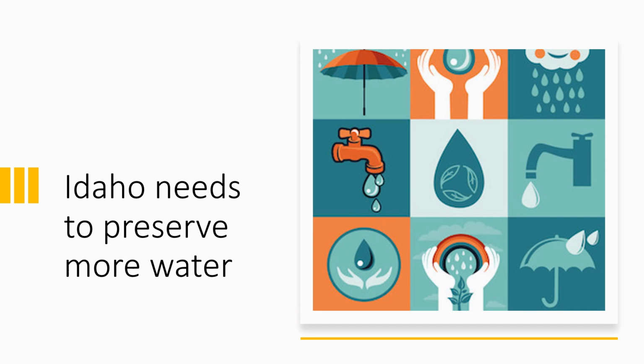Let's just say I wanted to give you a persuasive presentation with the proposition that Idaho needs to preserve more water. Okay, let's just start with that. Where I would start is basic research that indicates that eastern Idaho gets about 13 inches of rainfall or total precipitation a year. That qualifies it as a desert.